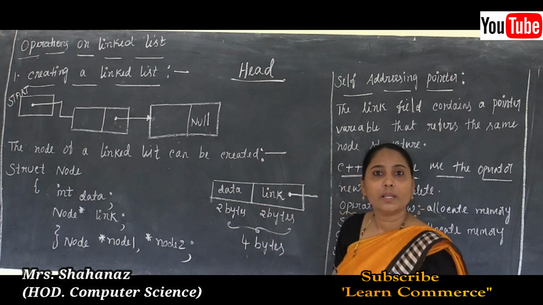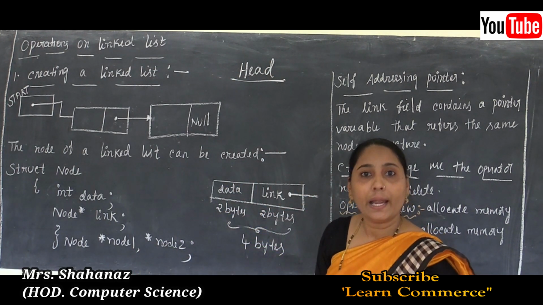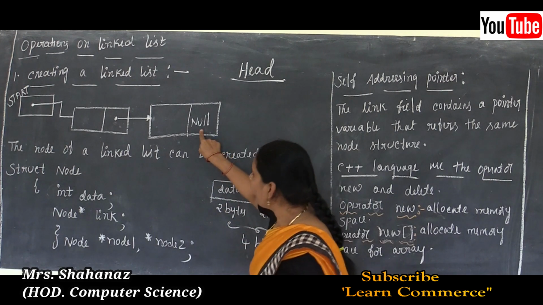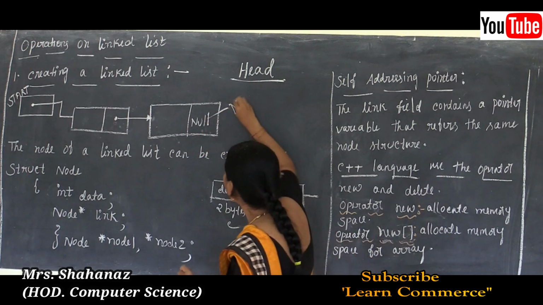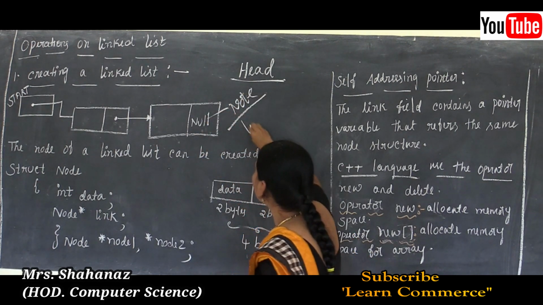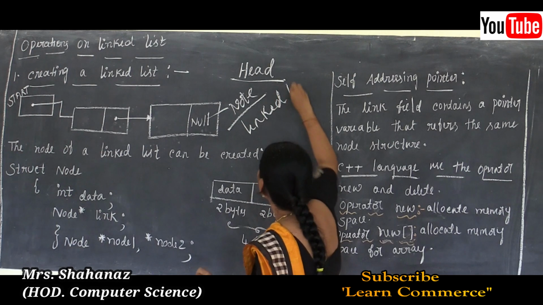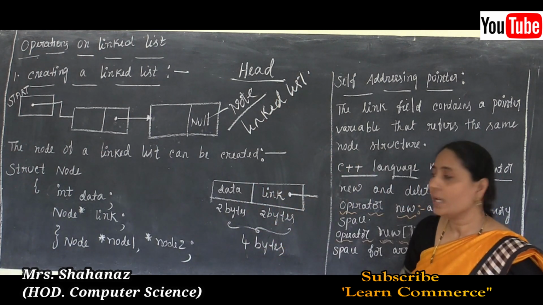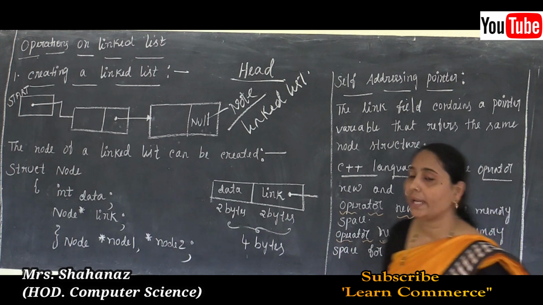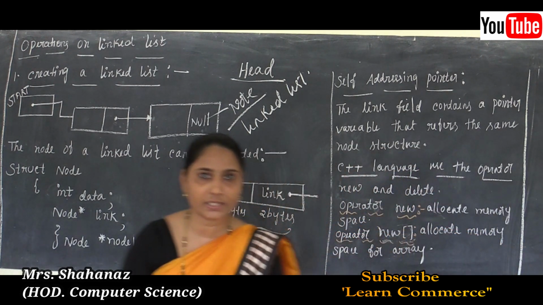The start pointer is also represented as the head, and note that the link field of the last node contains null. So this is an important point about the linked list, some information about the linked list. Now let's see how we are going to create the node of a linked list.